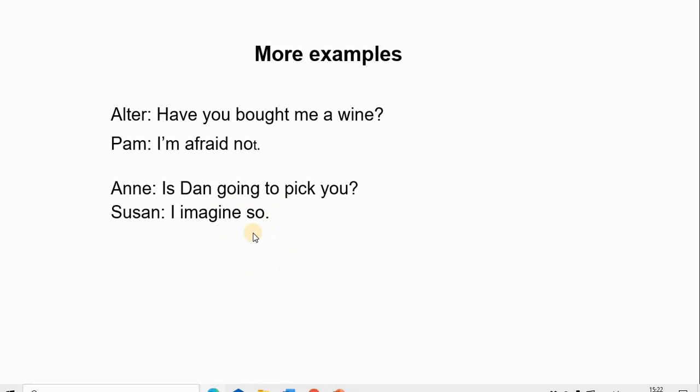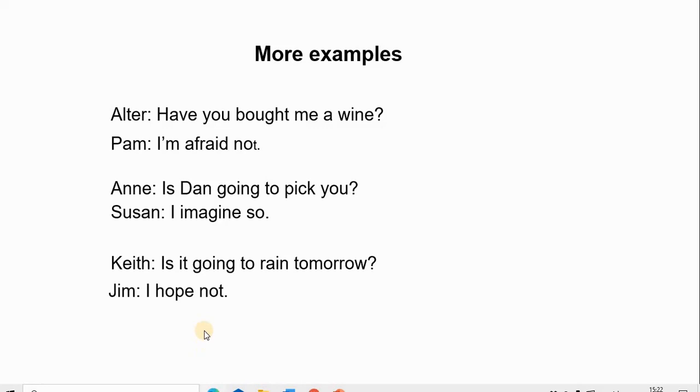And Gift asked, "Is it going to rain tomorrow?" And Jim replies, "I hope not." So here we have the negative form, and this is also one of the exceptions. So the verb hope takes the word not in the negative. I hope that it is not going to rain tomorrow.